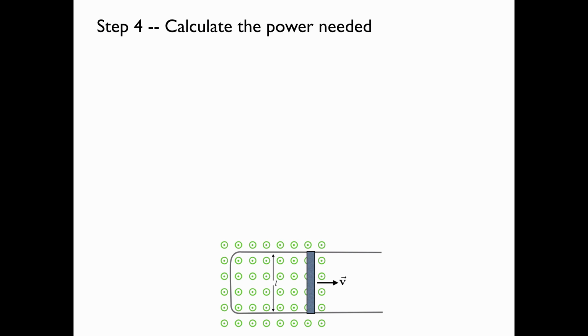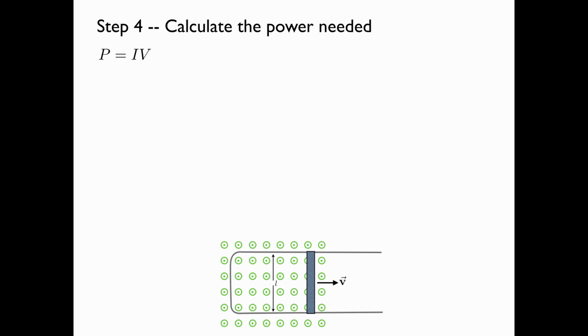Step 4 will be to calculate the power needed to move the rod. It's moving at a constant velocity, so there's no power required to accelerate or decelerate the rod. The only power used is in moving the electrons through the loop of coil, which has some resistance. But this we know how to calculate.